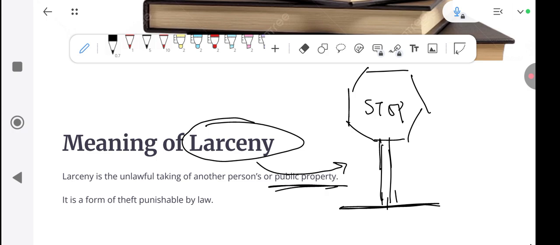A public property is any property that belongs to the whole community. For example, I go to the transformer of the community and I take metals from the transformer of the community. I have committed larceny. Or I decide to spoil the road, take the gravel from the road, take the sand from the road, and use it to build my own house. I have committed larceny, and it is also a form of theft, punishable by the law upon evidences and conviction by the court of law.